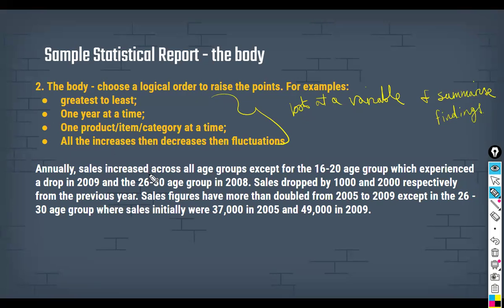All right, so annually, sales increased across all age groups except for the 16 to 20 age group, which experienced a drop in 2009, and the 26 to 30 group in 2008. So this one is looking at sales. That's the variable. Sales dropped by 1,000 and 2,000 respectively from the previous year. So again, still sales overall. Sales figures have more than doubled from 2005 to 2009, except in the 26 to 30 age group, so there's the exception where they were this, and then they went to that in 2009. So this paragraph talks about sales overall.